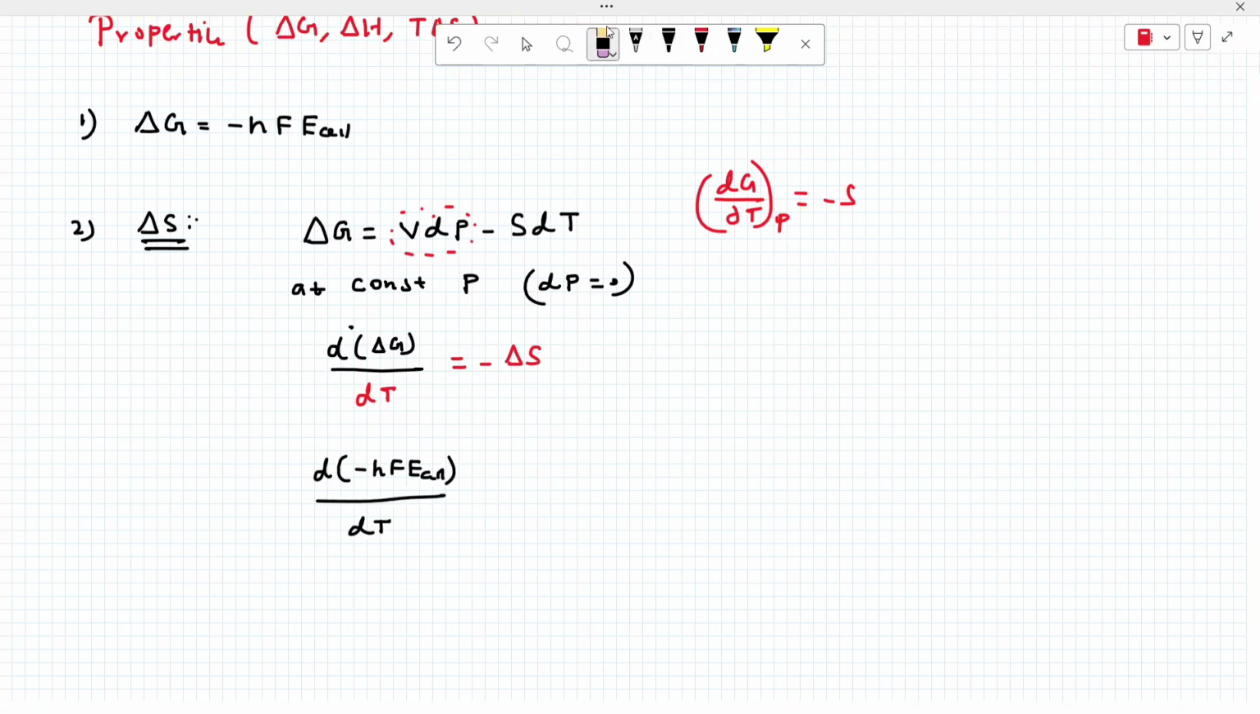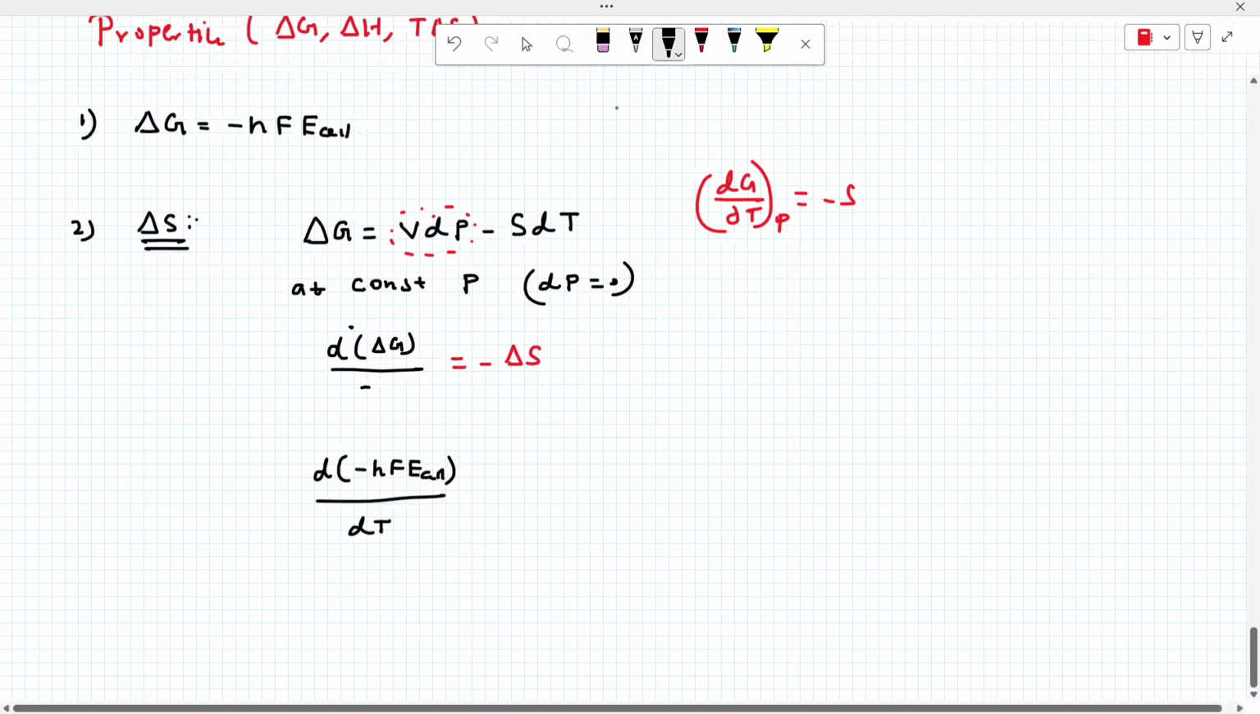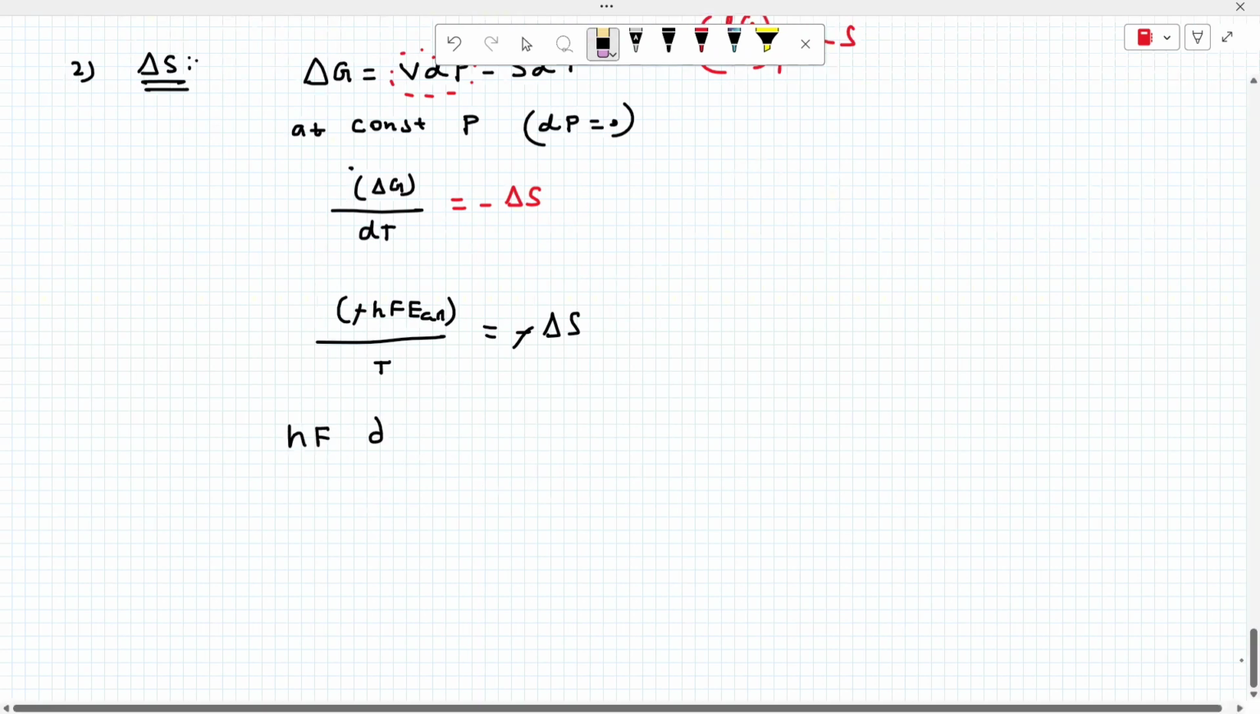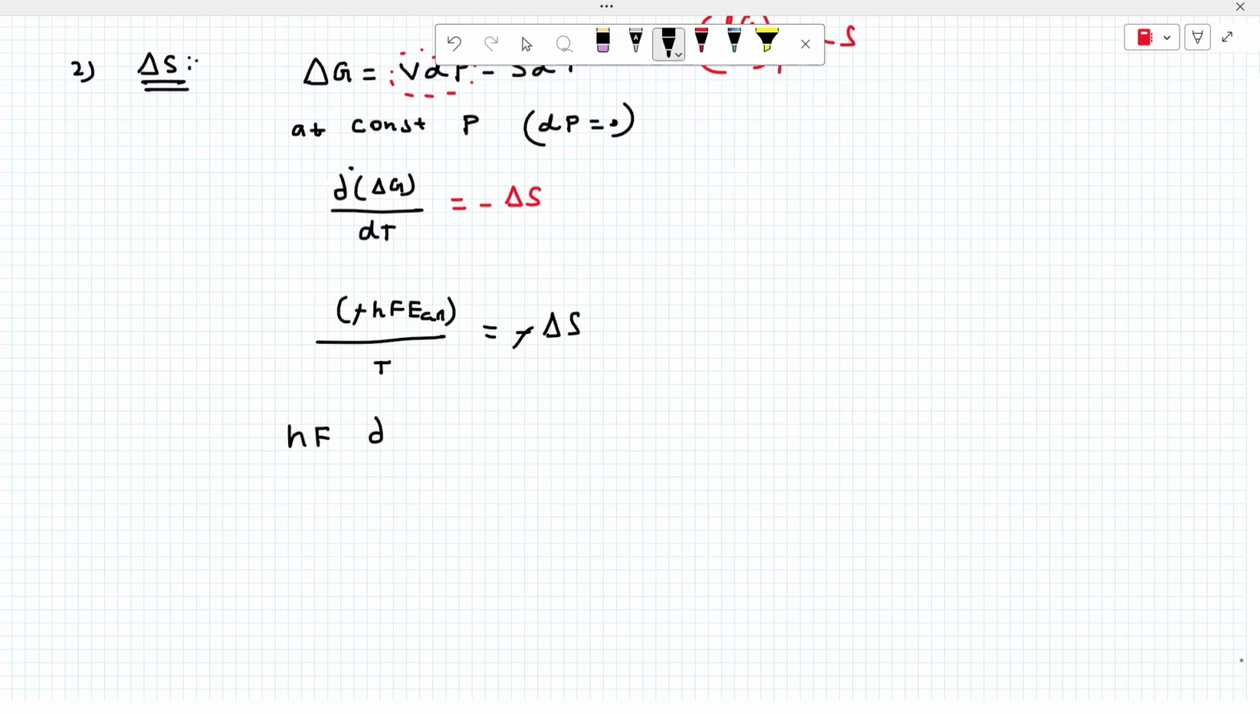Temperature T. This is equal to minus delta S. The minus cancels. Here nF is constant, right? We can take it out. So nF, we can use the partial differential. Therefore, dou E cell by dou T at constant pressure equals delta S. This is the formula, please note.